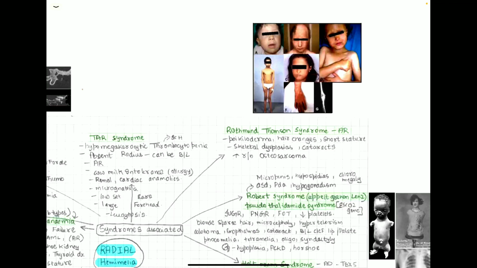The special feature of TAR syndrome is cow milk allergy. So during weaning, when the baby is introduced to cow milk and its products, the allergy can be manifested. There can be associated renal and cardiac anomalies. There can be a hypoplastic jaw causing micrognathia. There can be low set ears, a large forehead, and leukocytosis is a very common finding. The congenital thrombocytopenia seen in TAR syndrome is very dangerous and can lead to hemorrhage, which is very life-threatening in the newborn. So that is something that one has to watch out for.